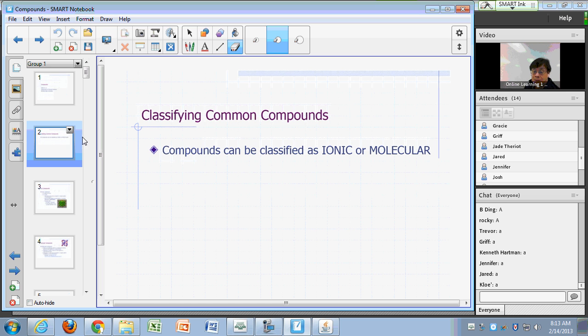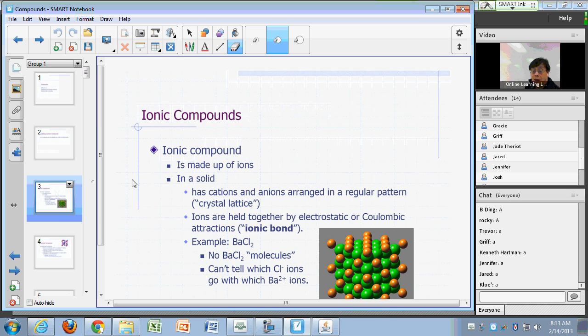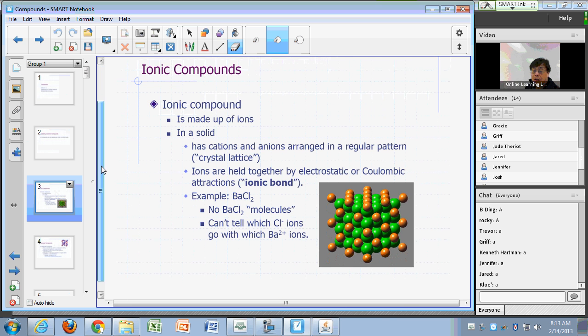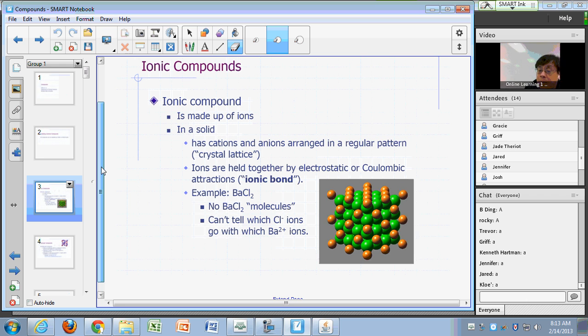One of the things you need to be able to do before you can read and write formulas of compounds is to classify a compound as either ionic or molecular. An ionic compound is made up of ions. A molecular compound is made up of molecules. So what are ionic compounds? Like I said, they're made up of ions, and typically you'll find these under ordinary conditions as solids.